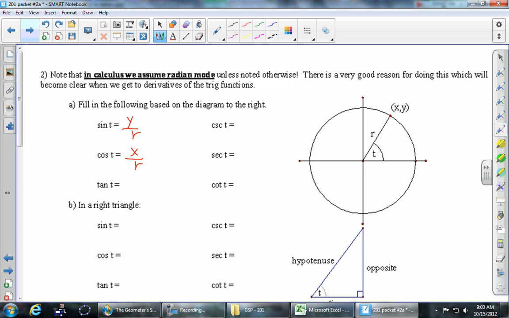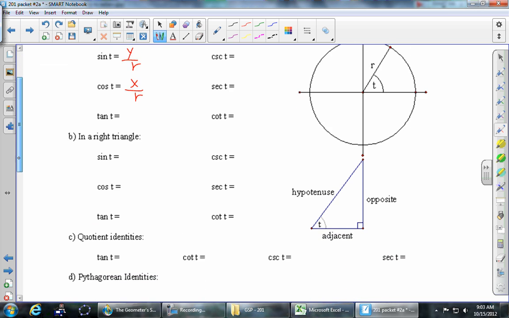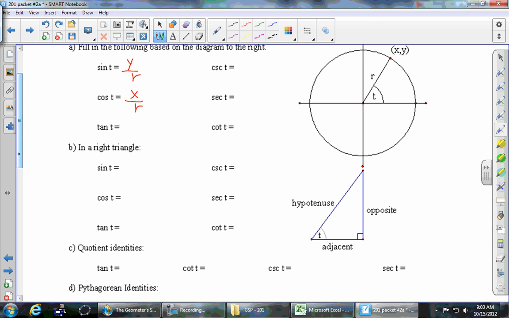Tangent of t. Yeah, so some people are saying something with sines and cosines, and others are saying something with x's and y's, and they're both good. I'm going to do the sine cosine version down at the bottom here. So let's just do x's, y's, and r's. So what is tangent? It's y over x.